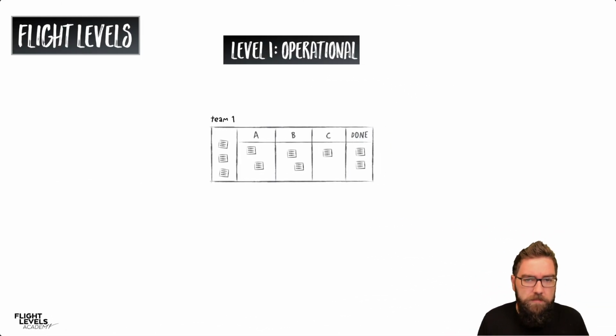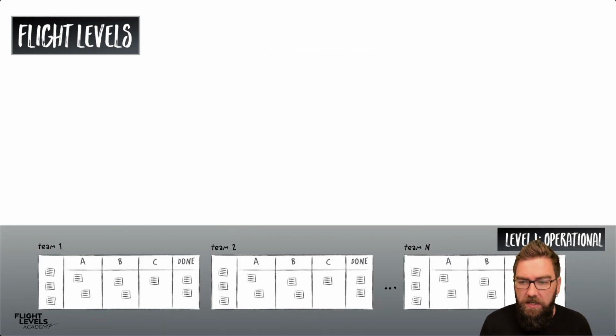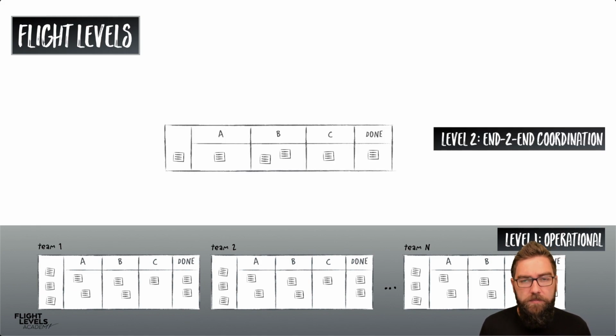So if you think about level 1 as operational, this is where the work gets done. Probably we have multiple teams, and these teams work on multiple things. Typically what happens then is that as a result of having multiple teams, we need to coordinate their efforts. So what we do is we get together and we visualize the work again at a higher level. You might have something, say, like stories or tasks at the operational level. You might have something like projects or initiatives at level 2.